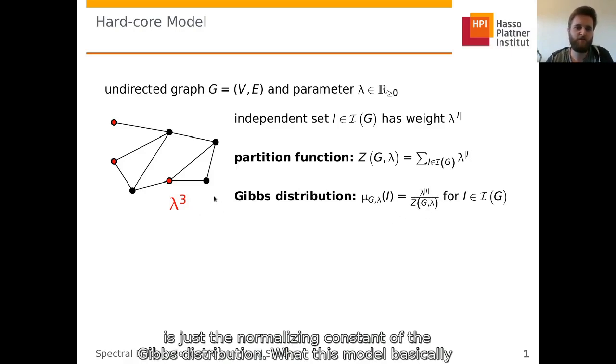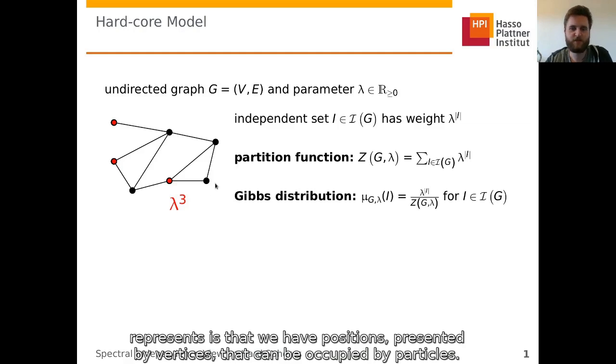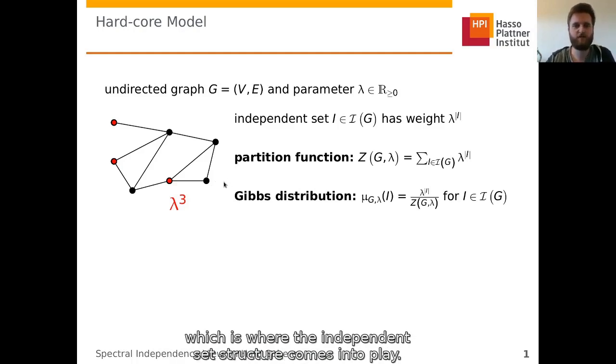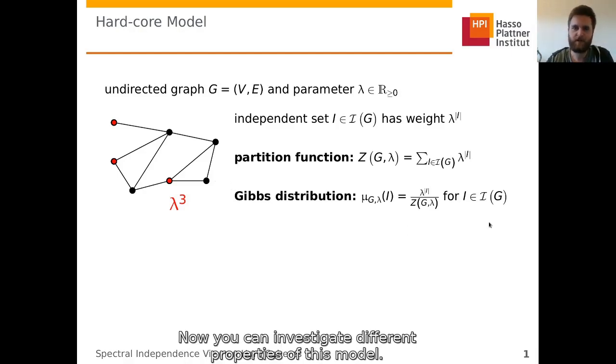So what this model basically represents is that we have positions, represented by vertices, that can be occupied by particles. However, as particles need a certain amount of space, no two adjacent positions can be occupied, which is where the independent set structure comes into play. Now you can investigate different properties of this model.